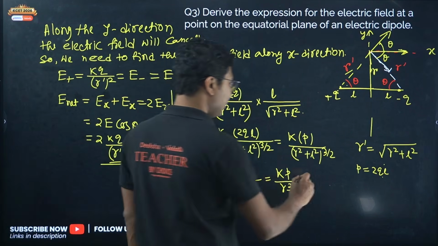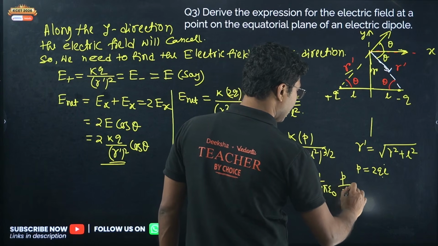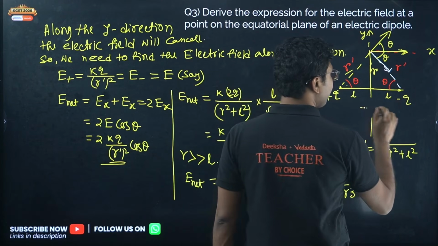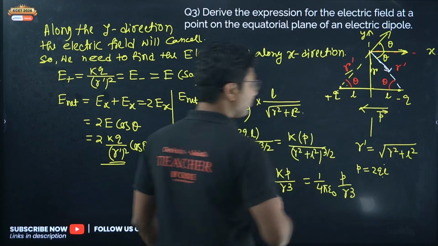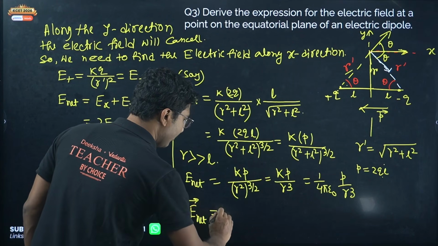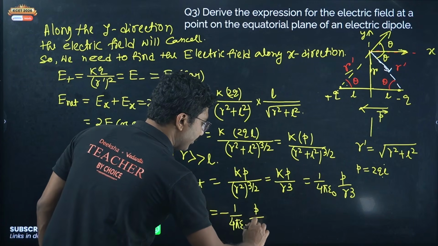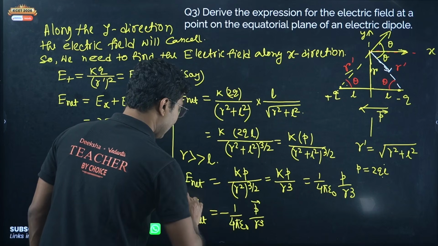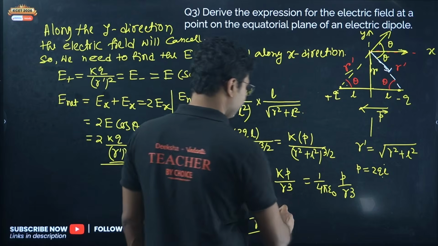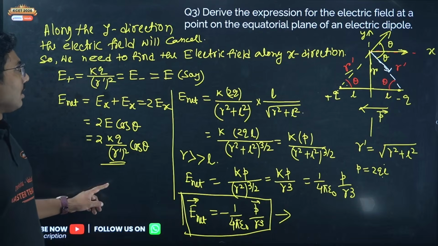Now you can write this as 1 by 4 pi epsilon naught P by R cube. Now if you see here, net electric field is in the x direction, but the dipole moment, which is from negative to positive, is the direction of dipole moment. So in this derivation, vector form is very important. So E net vector equals minus 1 by 4 pi epsilon naught P by R cube. Now you have to mention the P vector and E vector are in opposite direction, that is why there is a negative sign. That line you have to mention. Clear? Now let's move on.